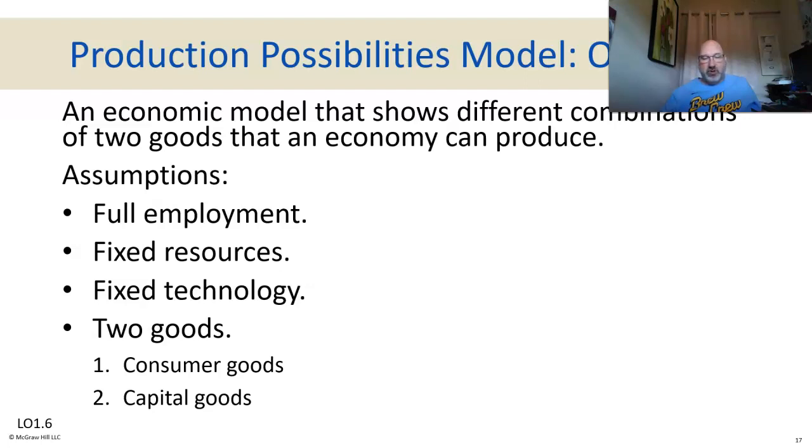We're having two goods, and we're going to assume a consumer good and a capital good. You can do this with two unrelated consumer goods. It's bad to do this with two related consumer goods, and I'm going to show you why in just a minute. But you can technically do this with two unrelated consumer goods. It's just one of those things.